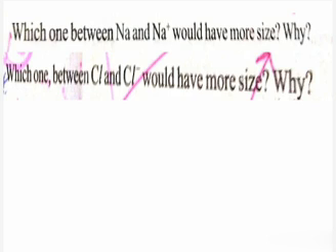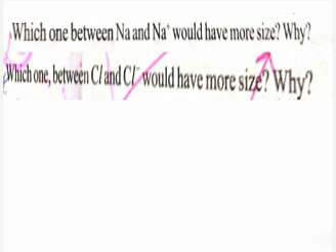So like that, between Cl and Cl minus, which has more size? Why? Cl means chlorine. Cl minus means chloride ion, anion. So here, what is the atomic number of chlorine? Chlorine atomic number is 17. Electronic configuration 1s2 2s2 2p6 3s2 3p5.